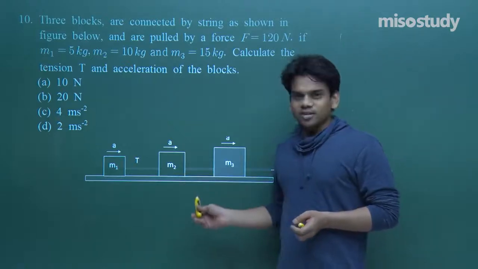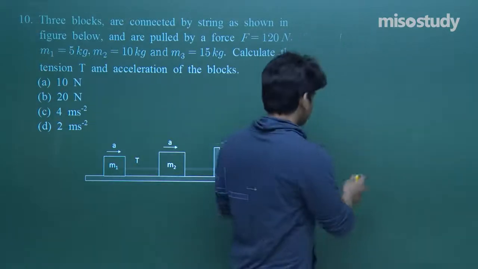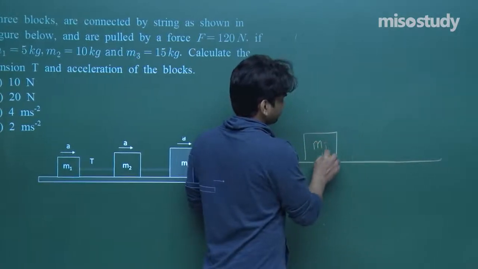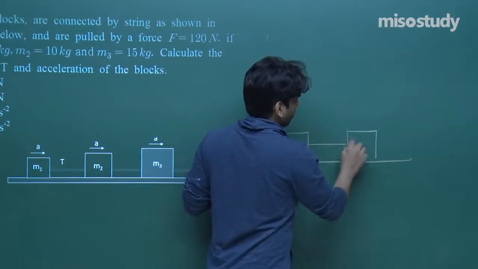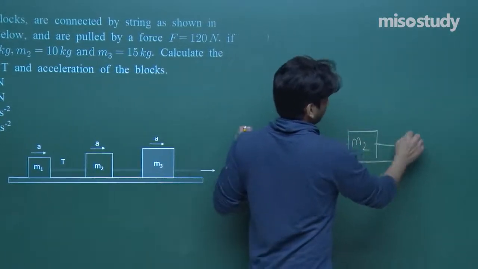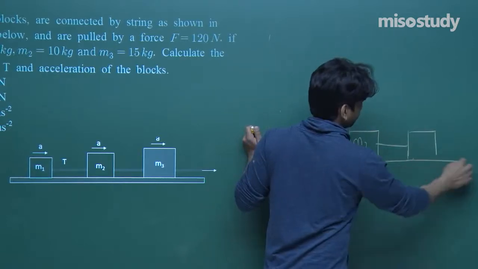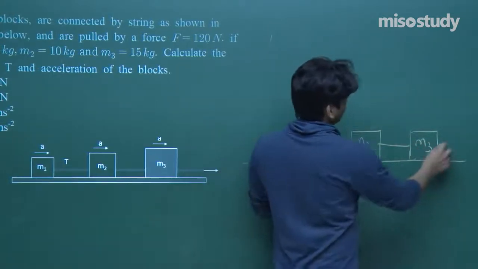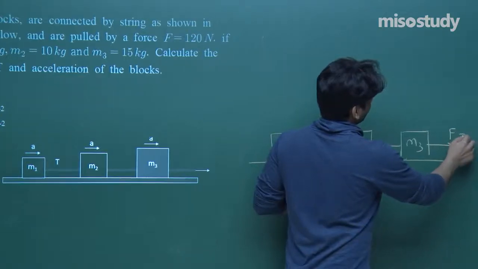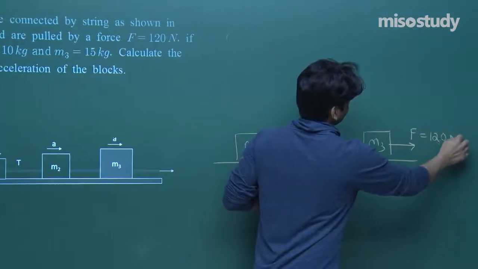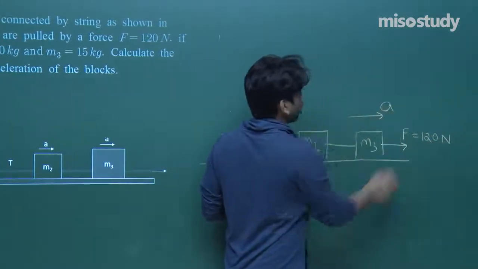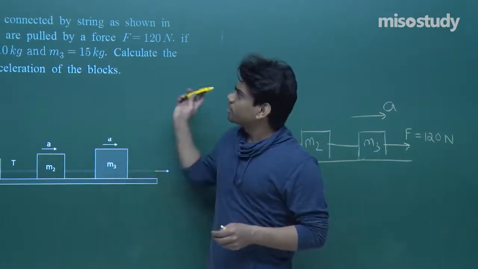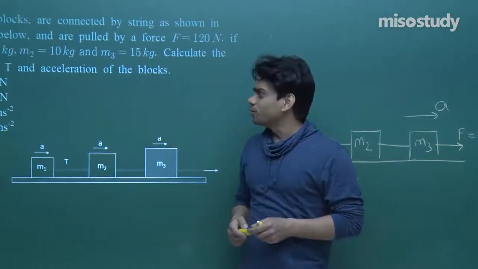See, if you cannot judge the diagram, I will draw the diagram for you all. It's given M1, then we have M2, then we have M3. Now they are pulled by a force of 120 Newton. So I am showing you here F, 120 Newton. They will be moving together with common acceleration A. They are moving on a frictionless, smooth surface, and pulled by a force F of 120 Newton.